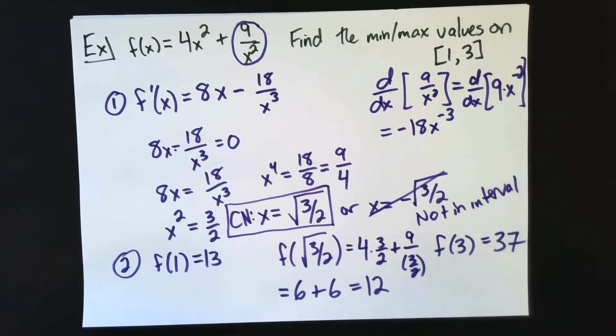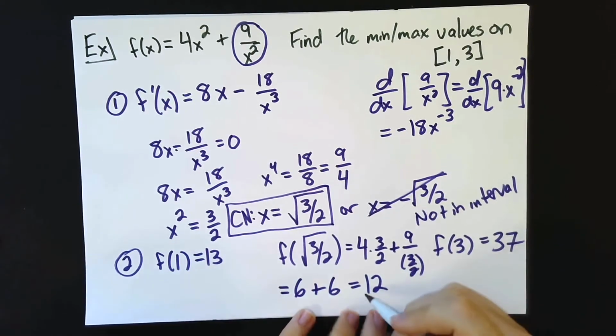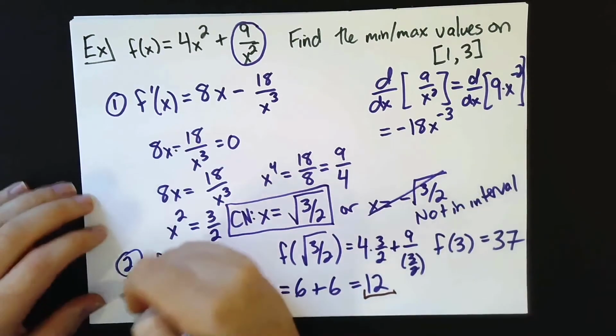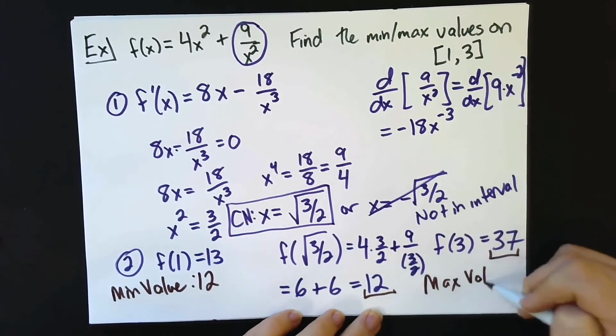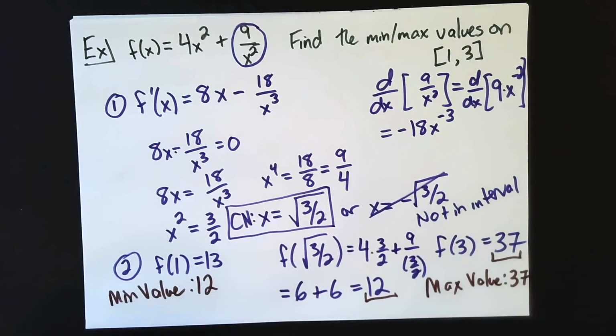And then for my third step, I just need to find the smallest of these numbers and the largest of these numbers. So this 12, that's the smallest, so that's the min value. And this 37, that's the biggest, so that's the max value. And that's how this is going to go.